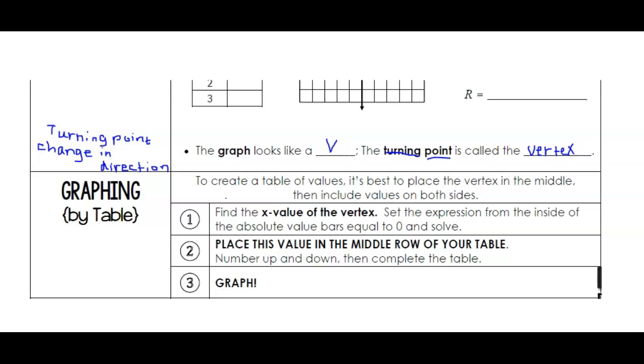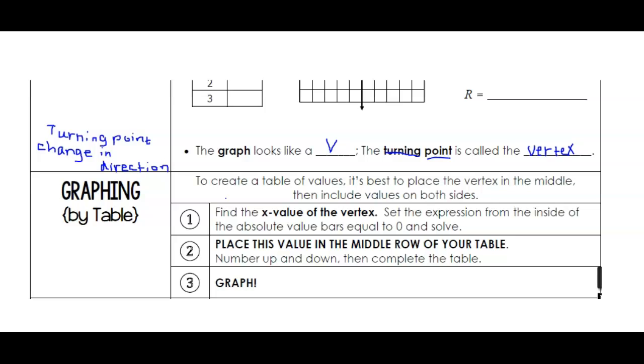Then we're going to look at the left side of the absolute value function, which means we'll look at negative values. And then we'll look at the right side of absolute value functions, which means we'll test positive values, right, on each side of the vertex.